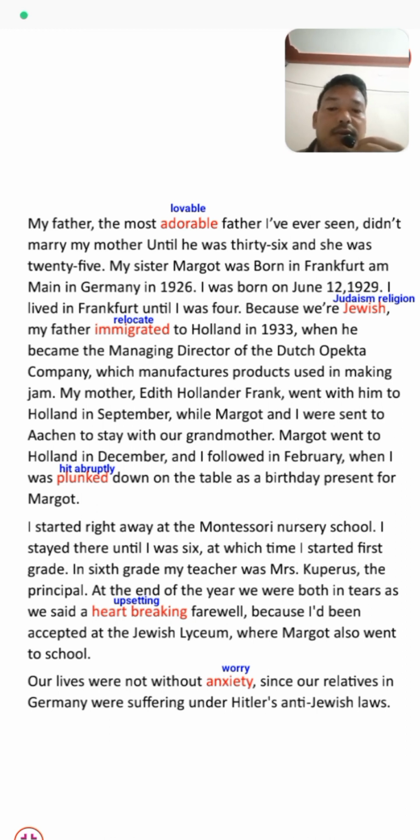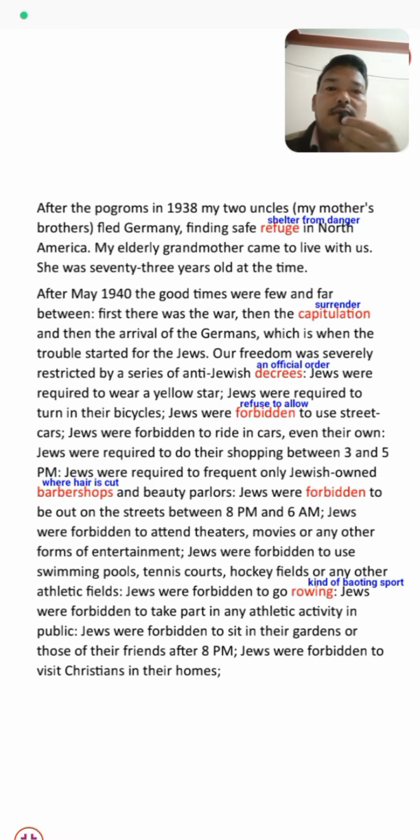Our lives were not without anxiety. Yes, without anxiety here, students. So they were in anxiety, they were in trouble. We can say anxiety is worry. Their life wasn't very good. They were facing problems, they were in anxiety, since our relatives in Germany were suffering under Hitler's anti-Jewish laws. Their relatives who were living in Germany were all suffering from the anti-Jewish laws.